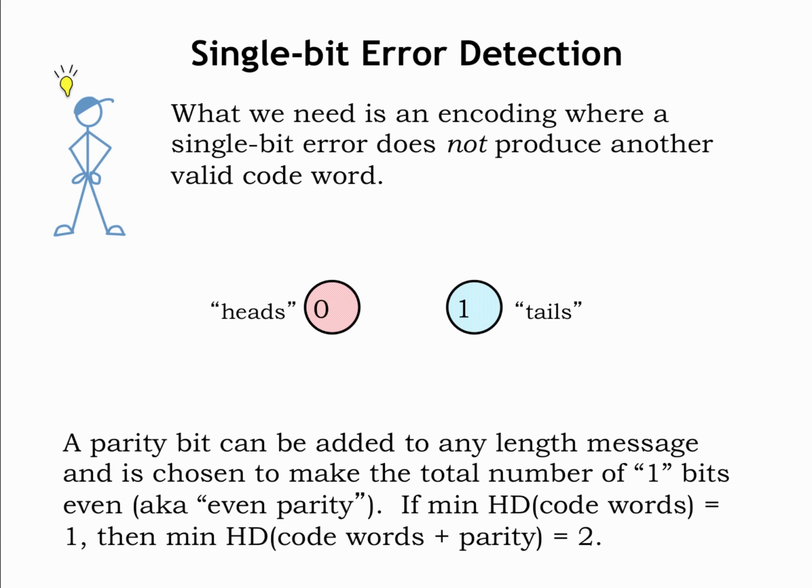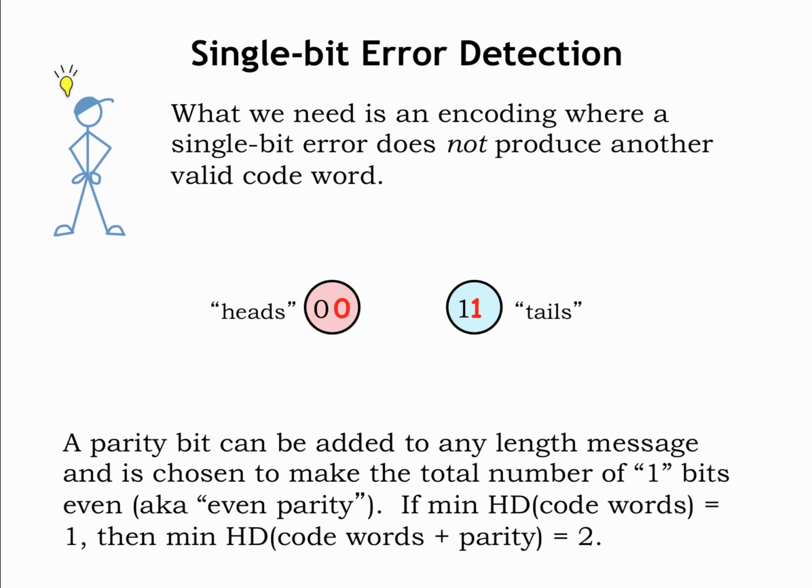If we have a set of code words where the minimum Hamming distance is 1, we can generate the set we want by adding a parity bit to each of the original code words. There's even parity and odd parity. Using even parity, the additional parity bit is chosen so that the total number of 1 bits in the new code word is even. For example, our original encoding for heads was 0. Adding an even parity bit gives us 0, 0. Adding an even parity bit to our original encoding for tails gives us 1, 1. The minimum Hamming distance between code words has increased from 1 to 2.